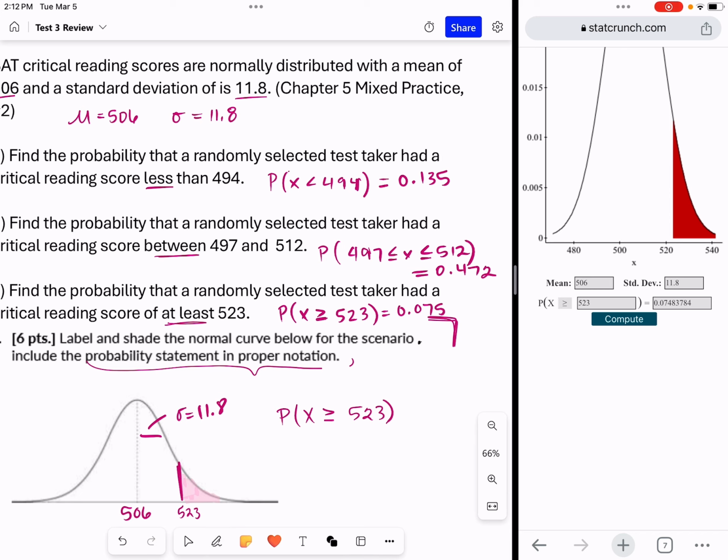So you only have to do one of these where you shade and mark everything on the paper portion, where it's either going to be a less than or equal to, an in between, or a greater than or equal to. But you'll actually have all three of these different scenarios or different probabilities, finding the different directions, on the test.